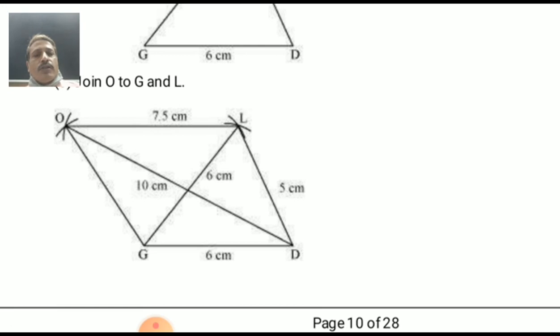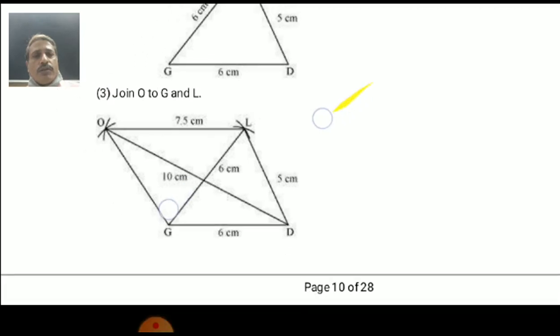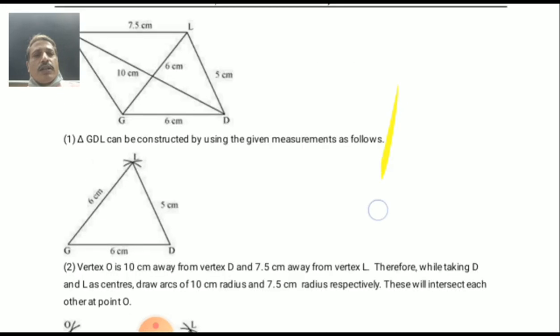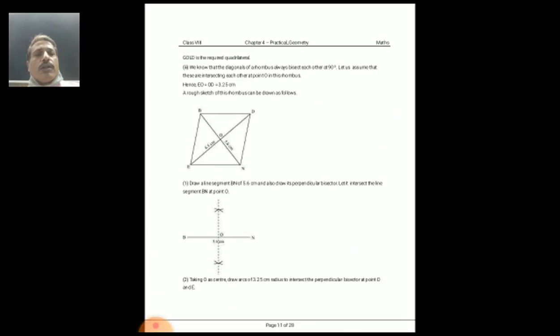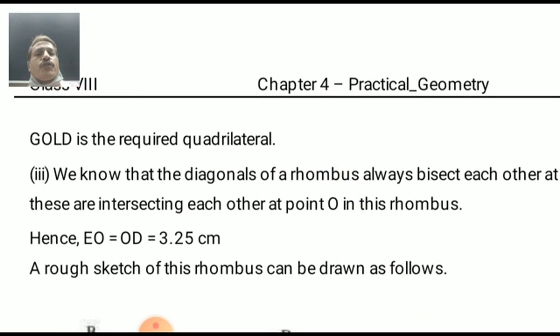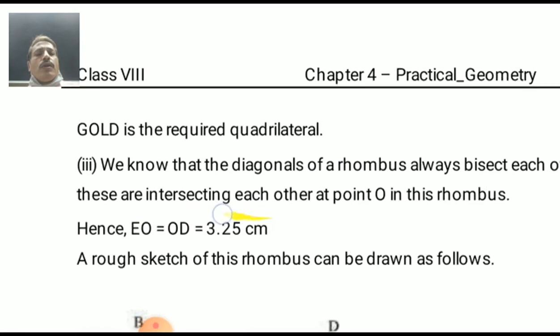I think so. There is no confusion still now. Shall we move to the next question? Yes, my dear student. The next question is here. See the question. Find the required triangle.